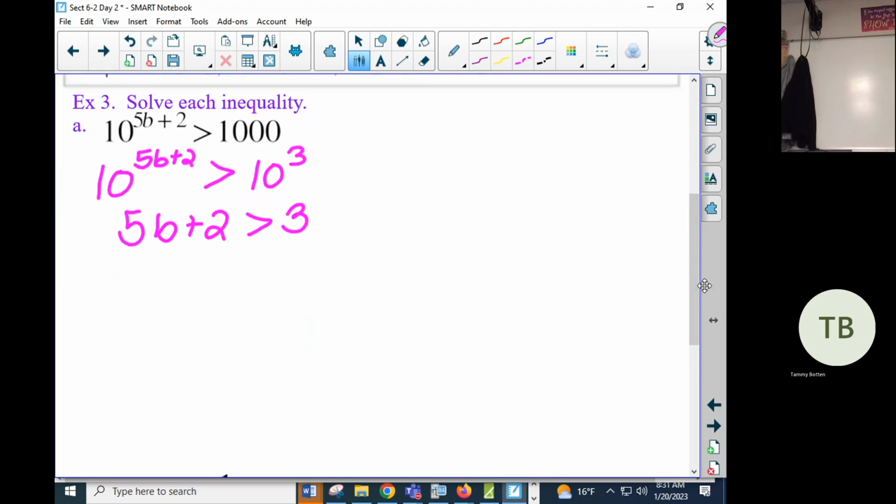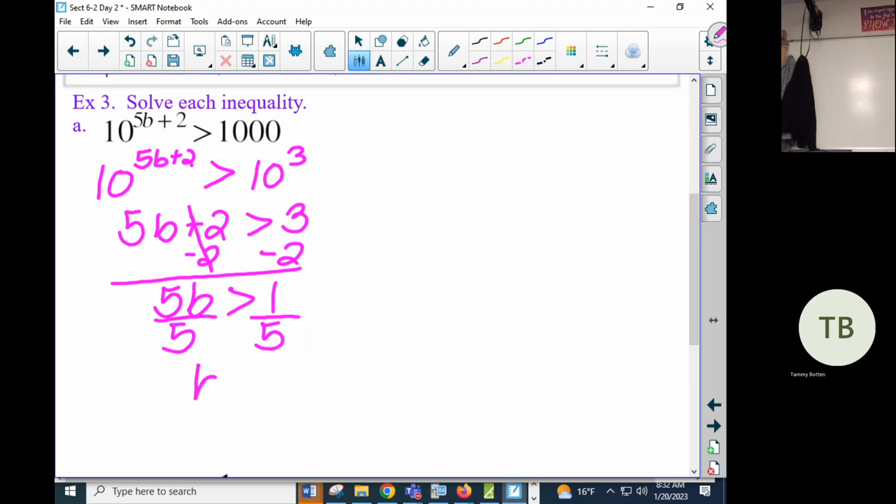Okay. So what I'm going to do here is subtract 2. Okay, and I get 5b is greater than 3 minus 2, which is 1. Then I'm going to divide by 5, and b is greater than 1/5. I could leave it as 1/5, or if I divided that, it would be 0.2. And that is your answer.